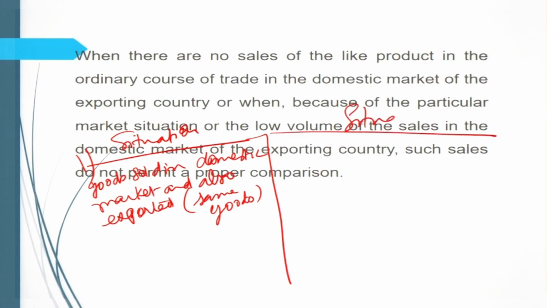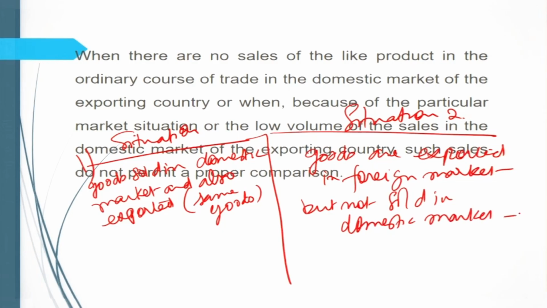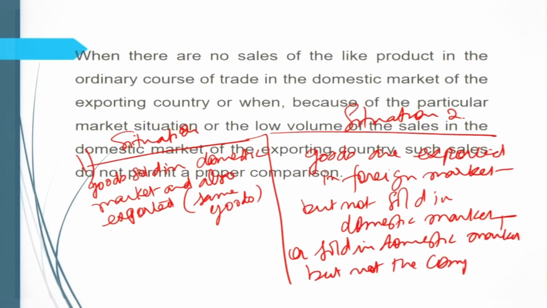Second situation, that is situation 2, where goods are exported in a foreign market but not sold in the domestic market, or sold in the domestic market but not in a comparable quantity, or in a very small quantity.